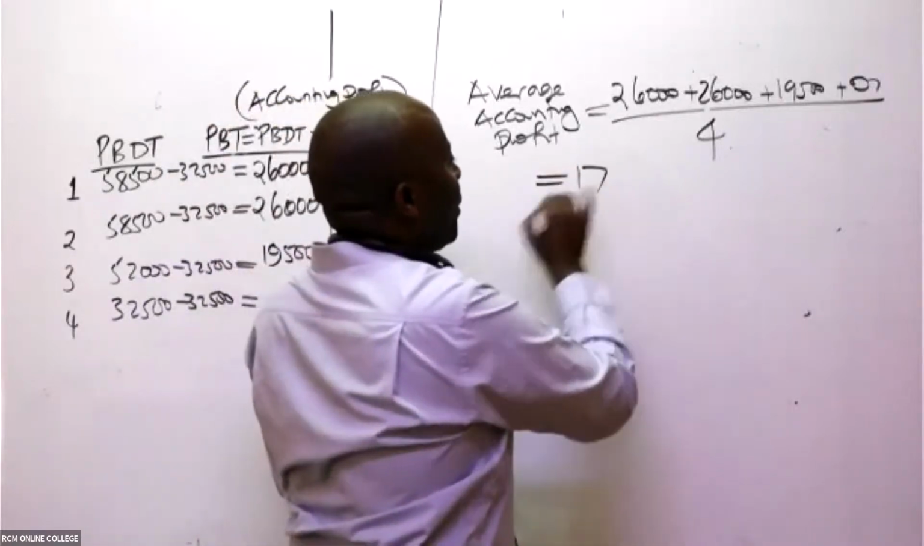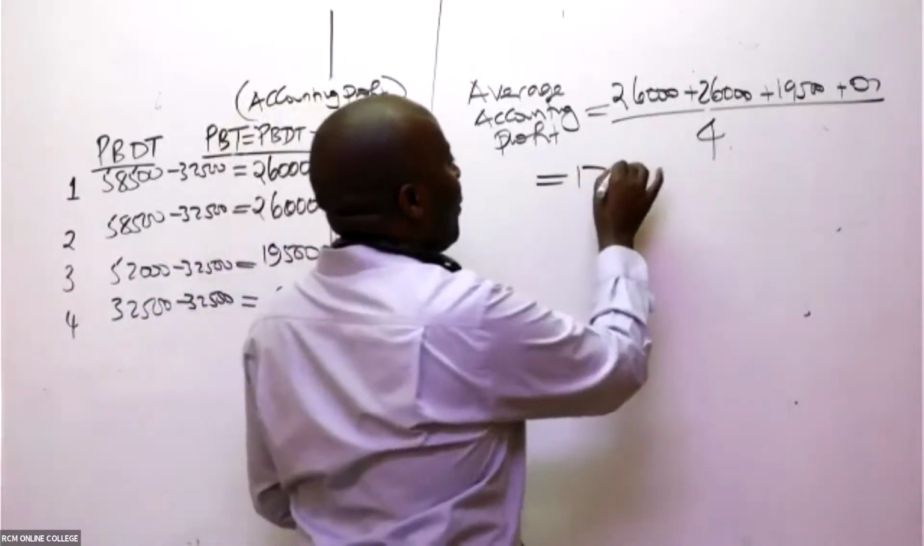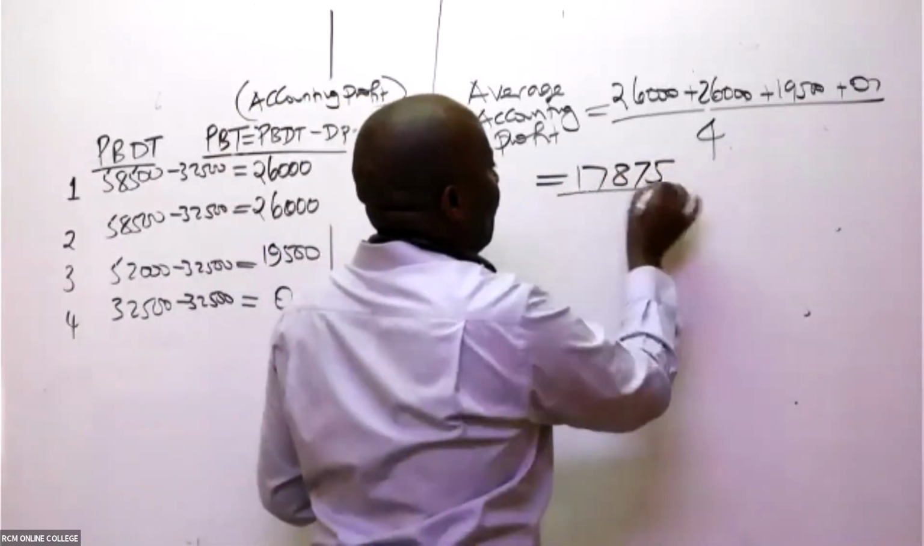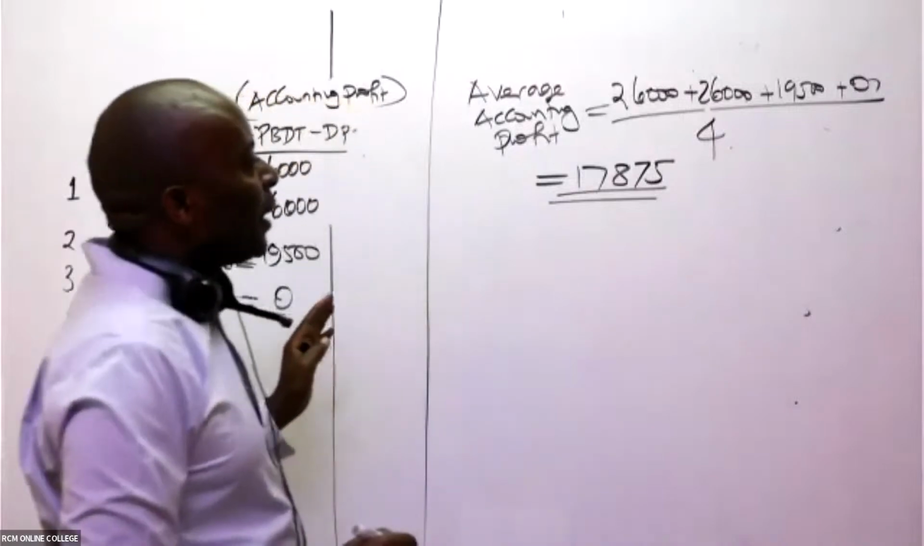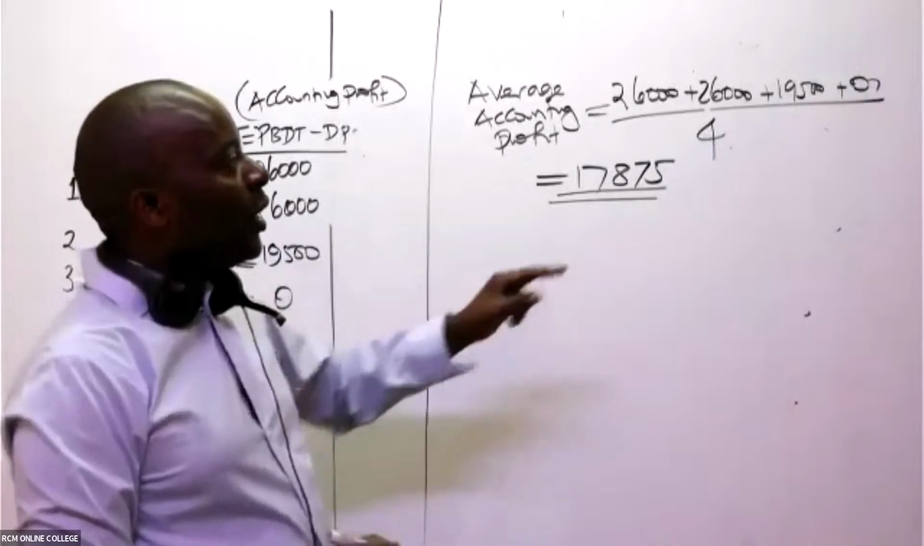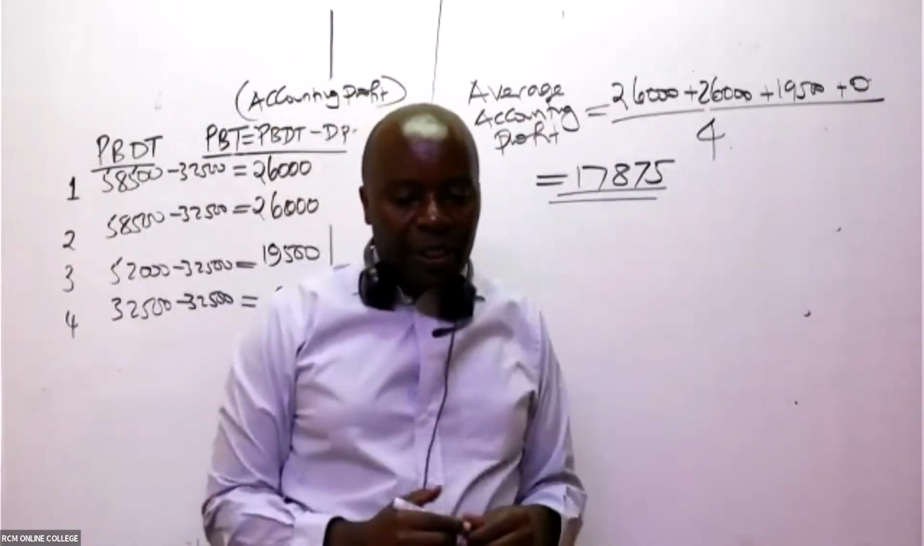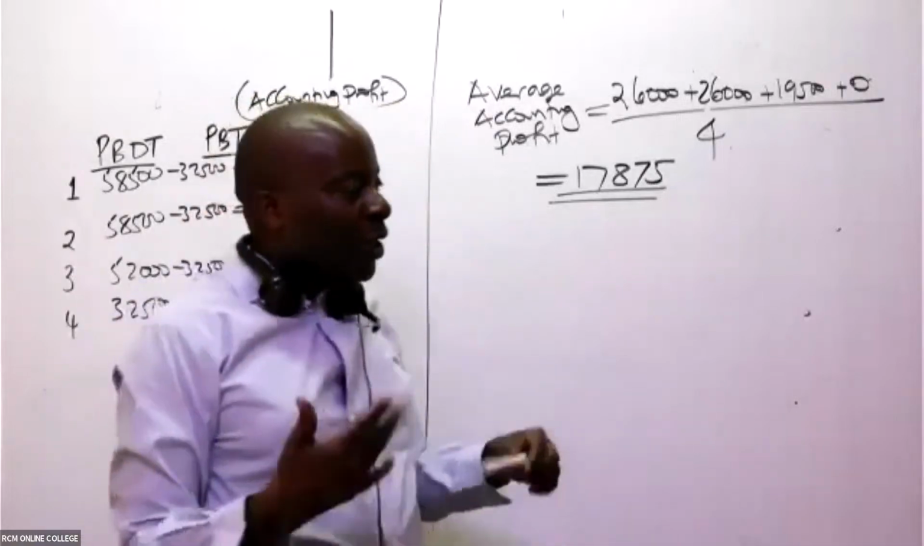So this gives us 17,875. Up to here, my good students, are we really together? Yes, we have been able to average to get the normal mean.